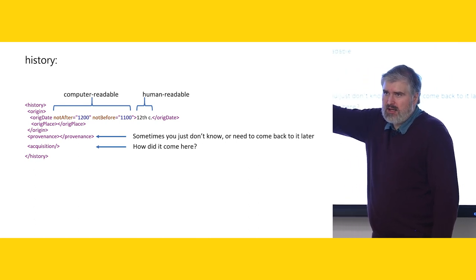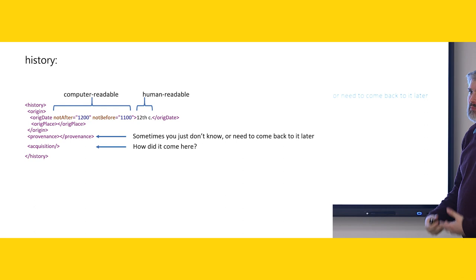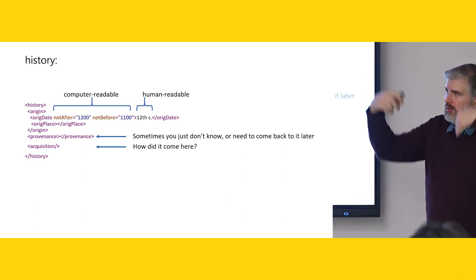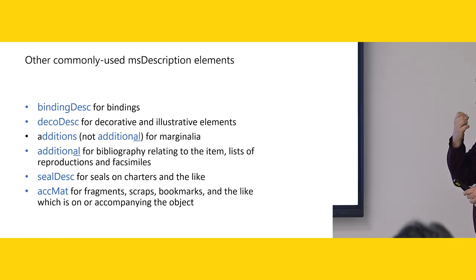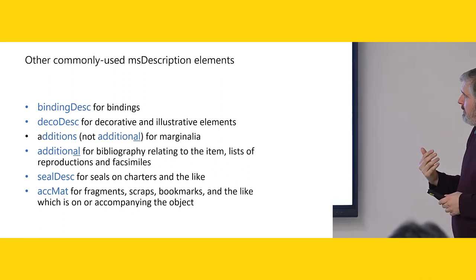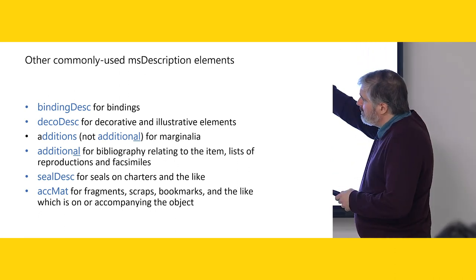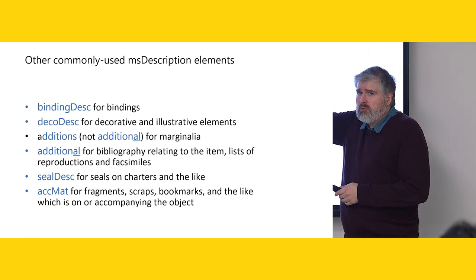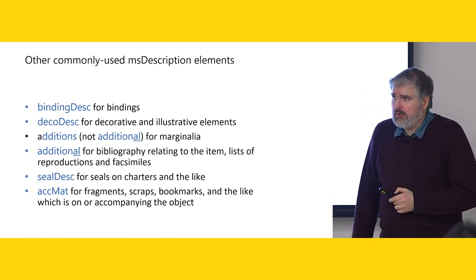How does the computer read that? We tell it the earliest date, the latest date, and we make that a range so that when we organize our manuscripts chronologically, it can do that. I have not covered everything that is in manuscript description. There are these other common elements that you would be interested in using in some projects, maybe not in others.